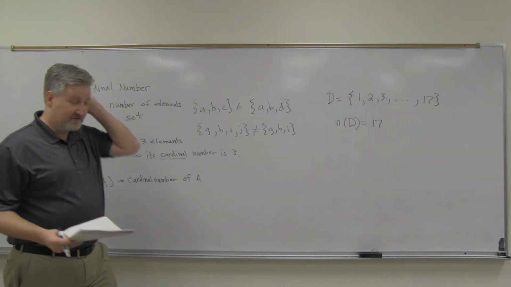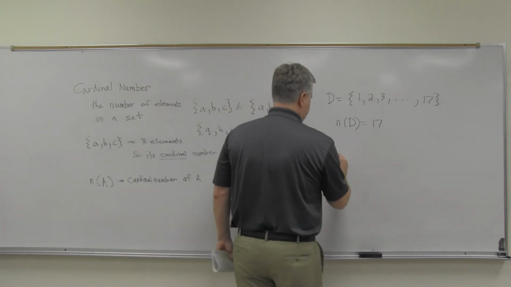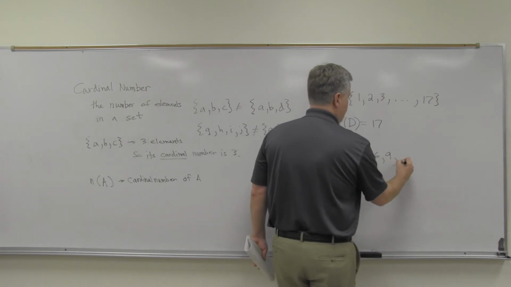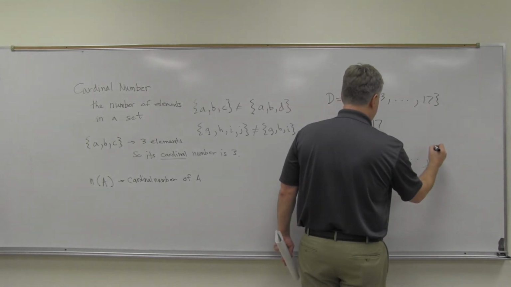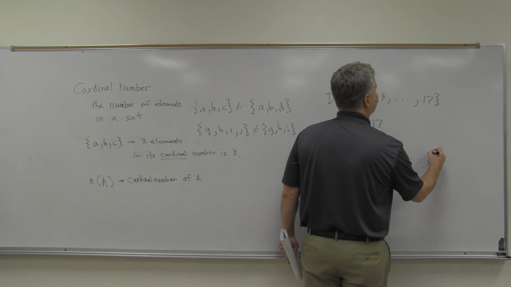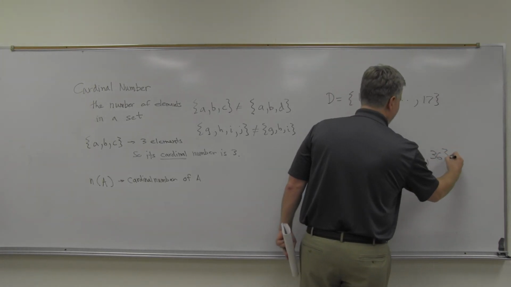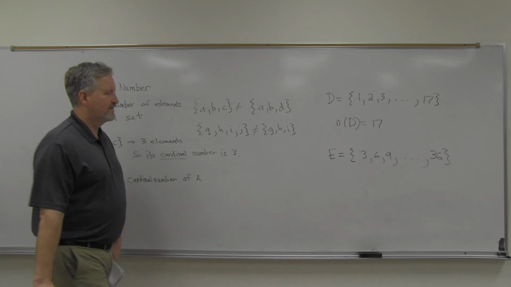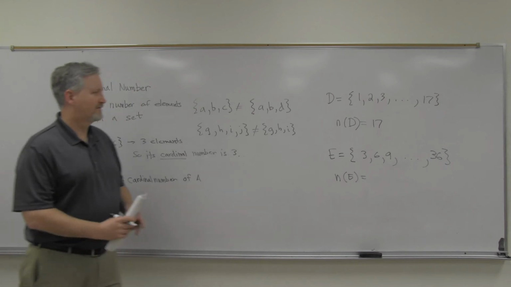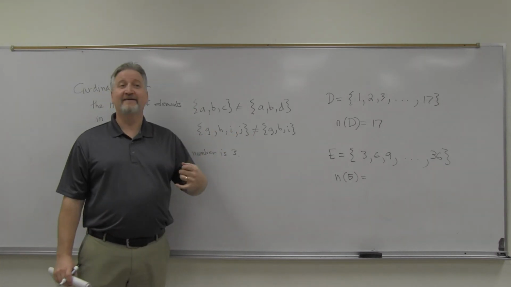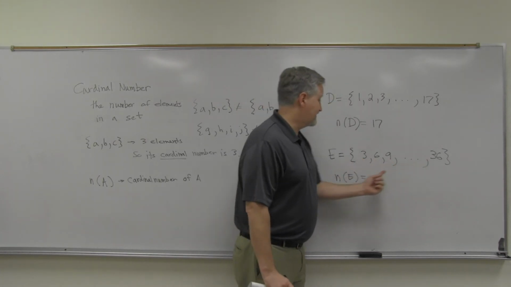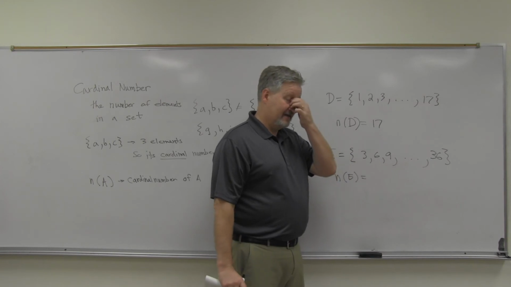Now, sometimes you might have to think a little more. Let's say set E: 3, 6, 9, dot, dot, dot, till we get to 36. All right, what's your N of E there? Well, you have to fill it in. Now we're skipping ones, aren't we? We go up to 36, but we're only doing the 3, 6, 9 one.